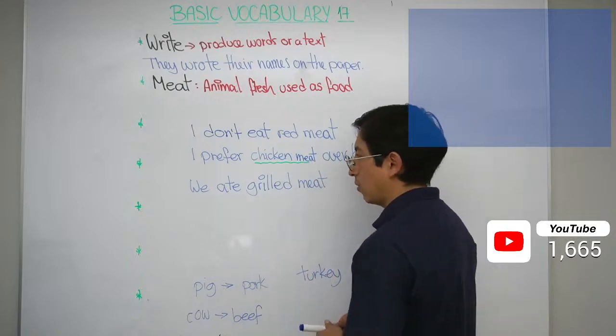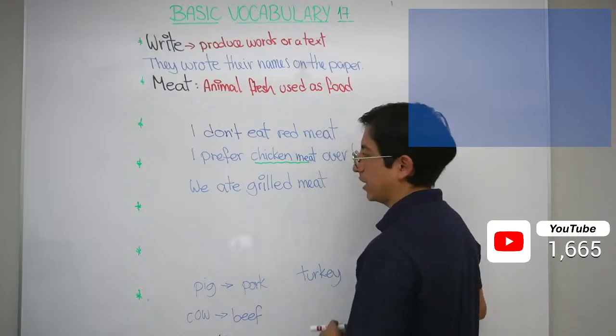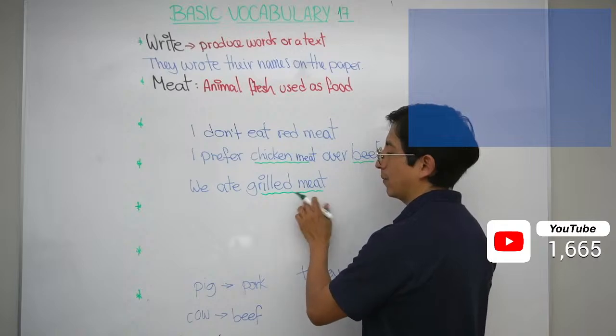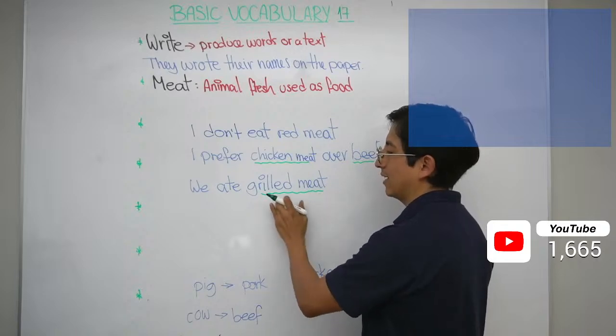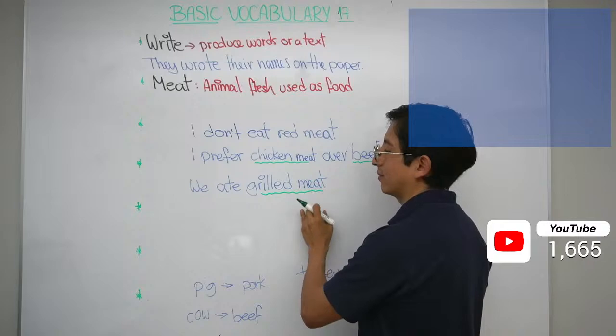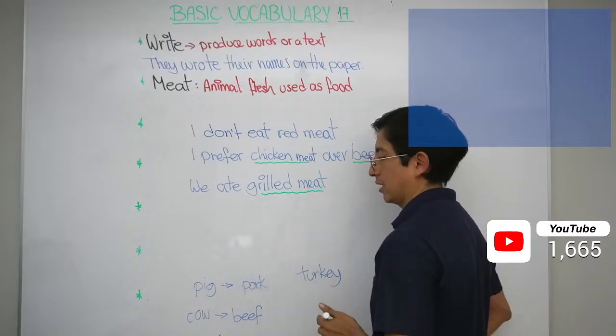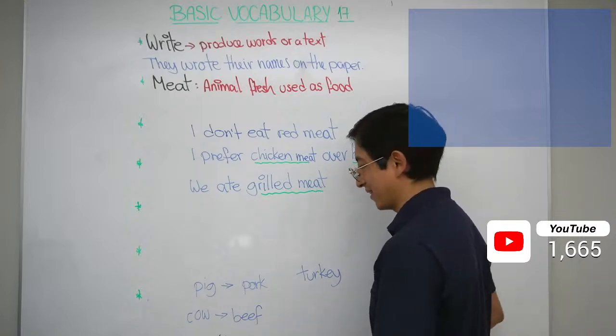Now, a very common presentation of the meat is this one. Normalmente la presentación más común es esta: carne a la parrilla o carne asada. Grilled meat, grilled meats. Yes, very good.